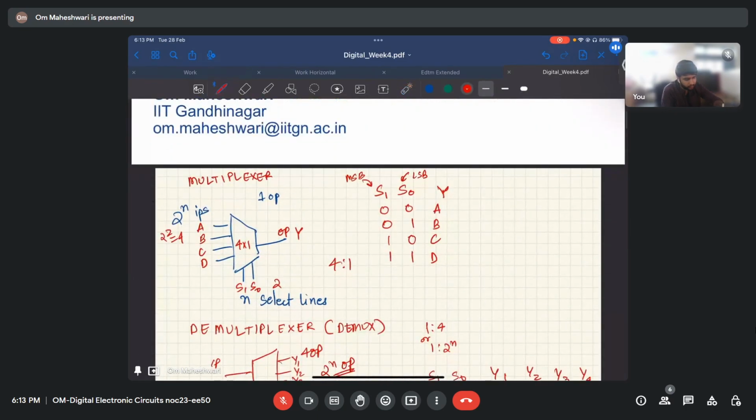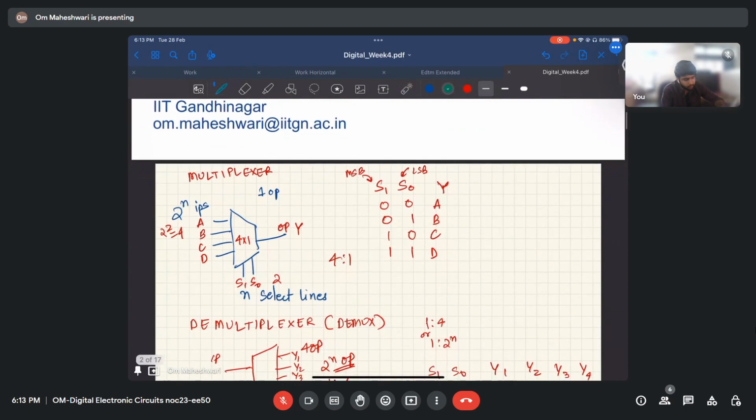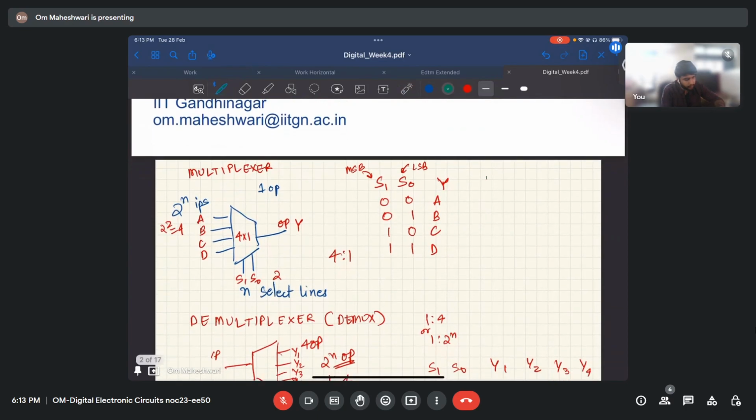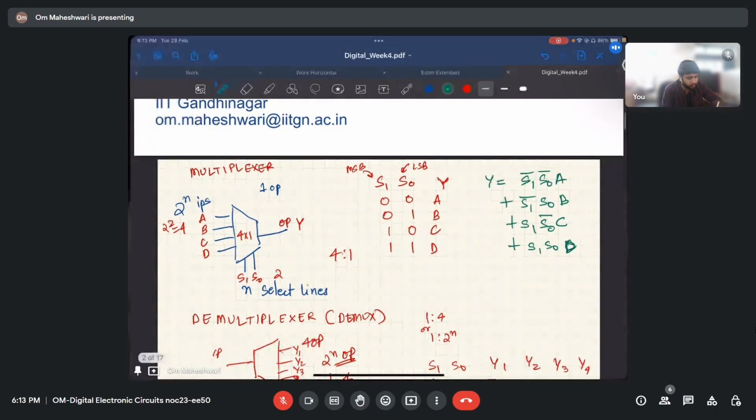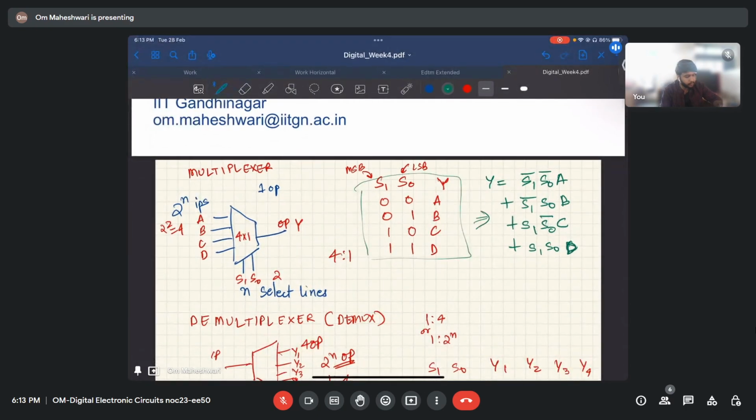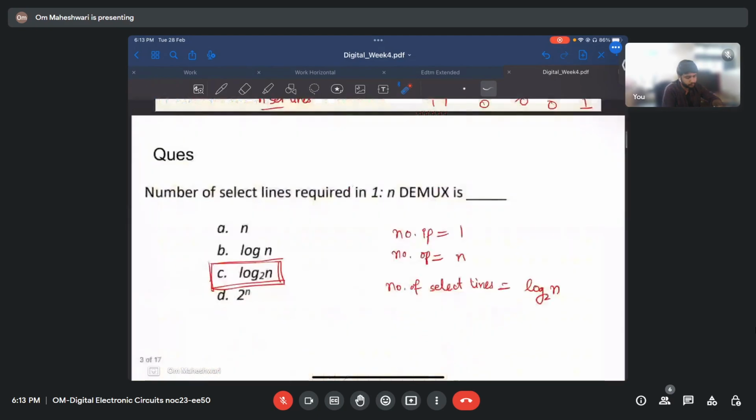So here what we can write is, Y equals what? S1 bar S0 bar A plus S1 bar S0 B plus S1 S0 bar C plus S1 S0 D. This is clear from this table, right? Now I've written it. The next question is based on this only. We'll just have to make this kind of expression.